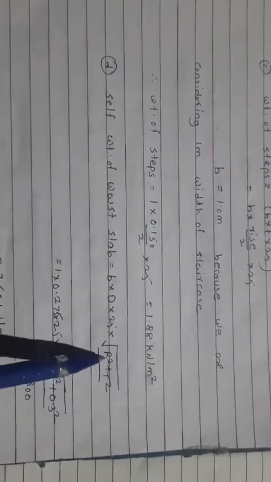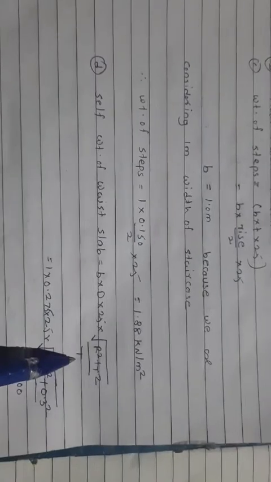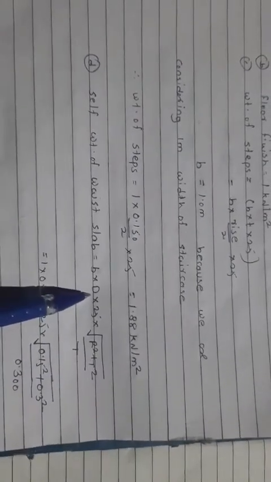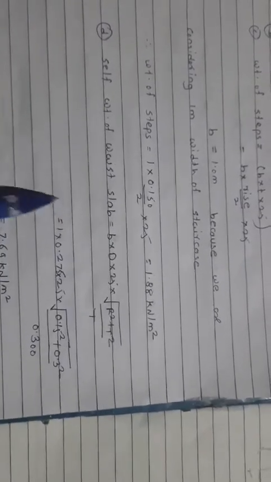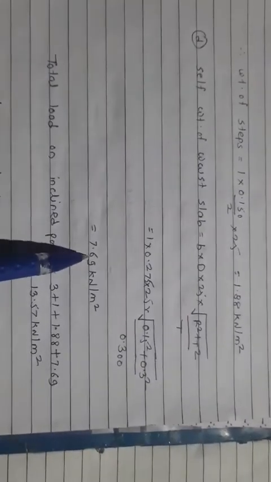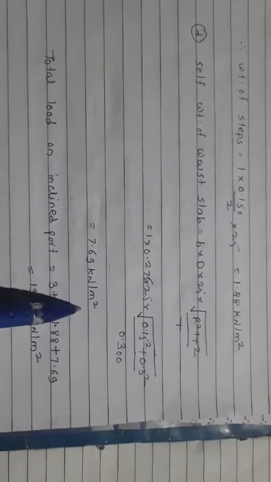Now to calculate the self weight of the waist slab, which is given by the formula B into D into 25 into under root of R square plus T square divided by T, where B is again 1 meter, D is your overall depth of the slab, R is the size of your riser, and T is the size of your tread. Now to put in all these values, that is B as 1 meter, overall depth as 0.275, into 25, into under root of riser, that is 0.15 square, plus tread size, that is 0.3 square, divided by 0.3. After simplifying this one, we are getting the self weight of the waist slab as 7.69 kilonewton per meter square.